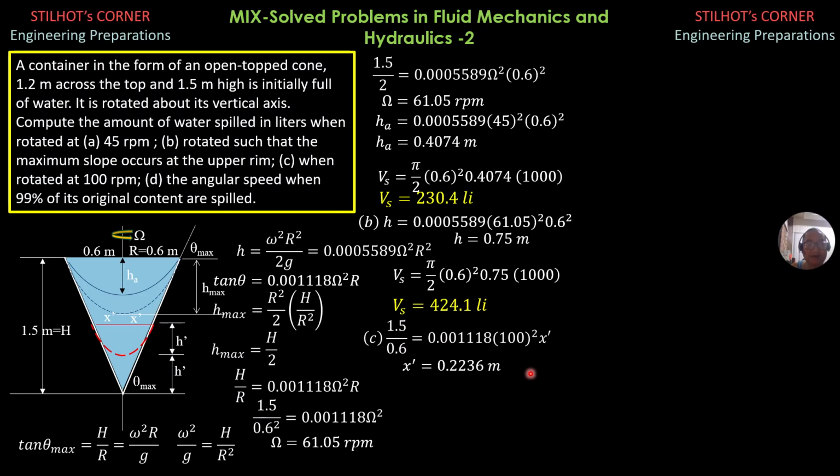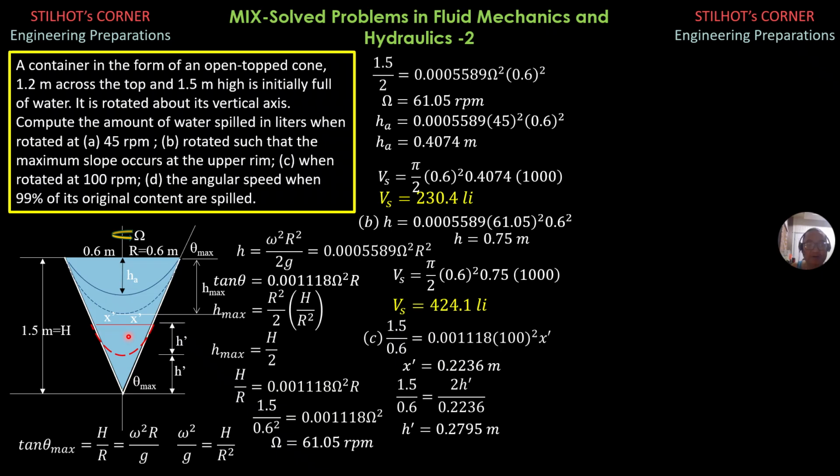So from there, we can compute h prime. 1.5 over 0.6 or 2.5 equals, from the figure, 2h prime over x prime. That's the slope maximum. So h prime is equal to 0.2795 meters. So the volume spilled is volume of this paraboloid plus volume of frustum of a cone. That would be the volume to be spilled above this parabolic surface, because this is represented by air.